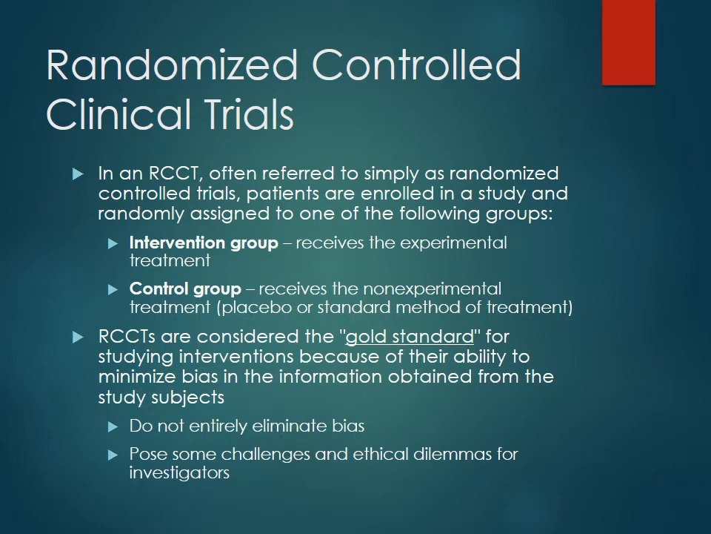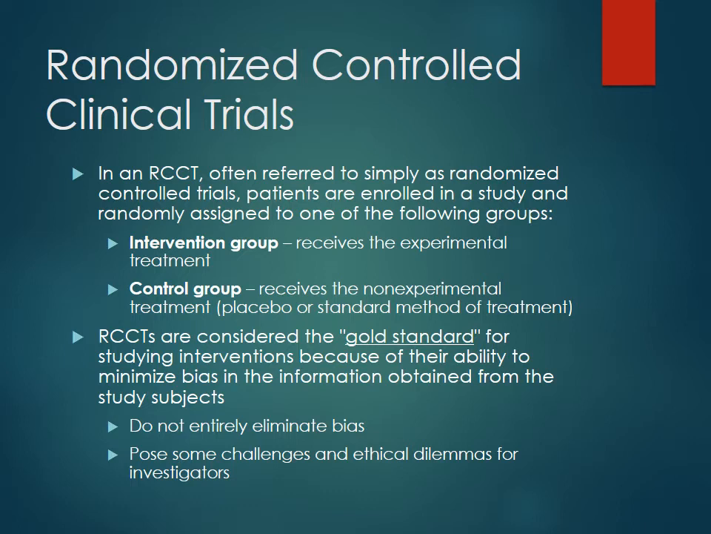So in a randomized controlled trial, often referred to simply as an RCT, the patients are enrolled in the study and randomly assigned to one of the groups, right? So either intervention or control group. And these are really going to be the gold standard for studying interventions because of the ability to minimize bias in the information obtained from the study subjects. Again, we're collecting all of the data.